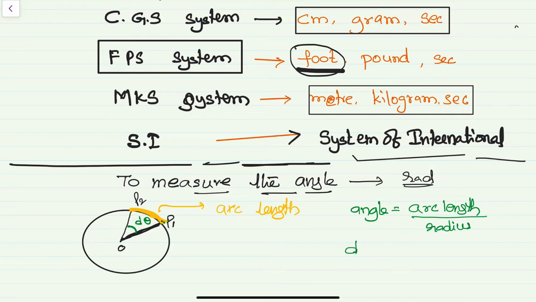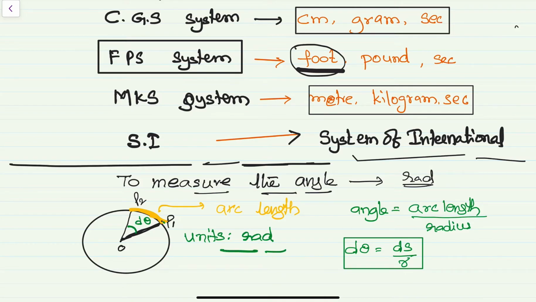So this is the plane angle actually. D theta on the plane we are writing, right? This is a two-dimensional plane. d theta is equal to ds by r. So what is the unit for a plane angle? The unit for plane angle is radian.